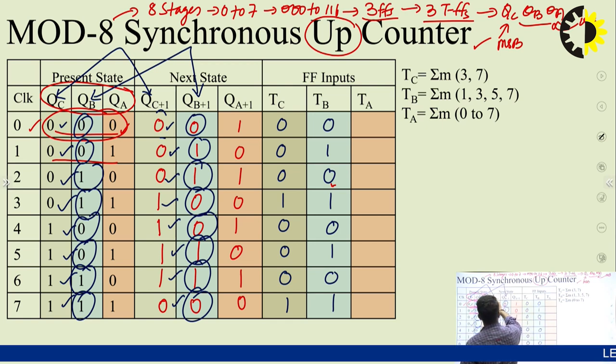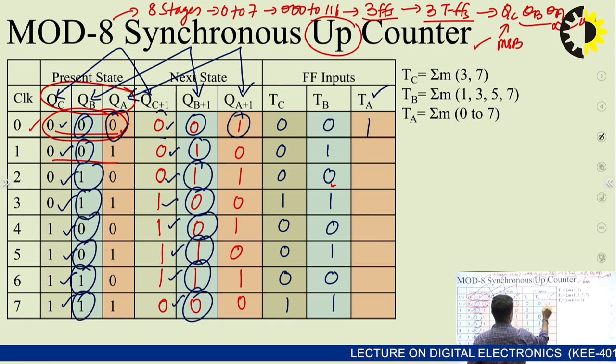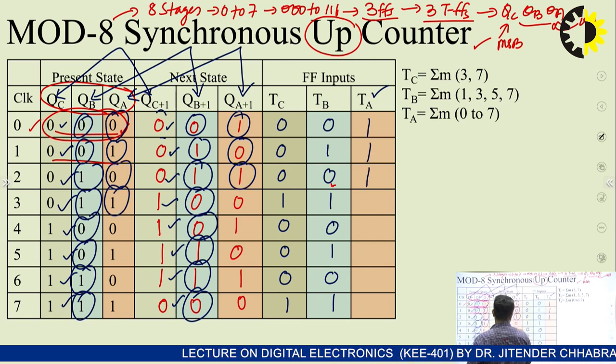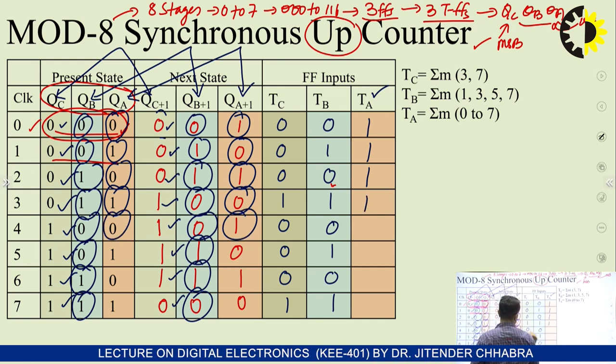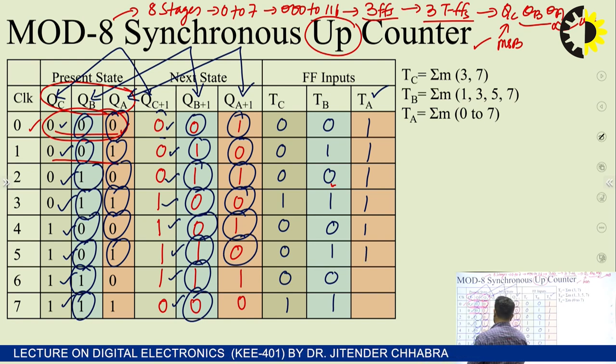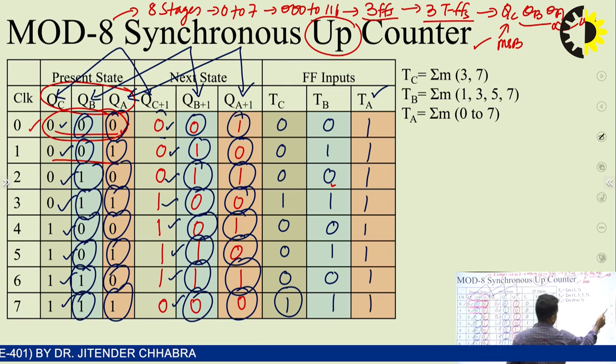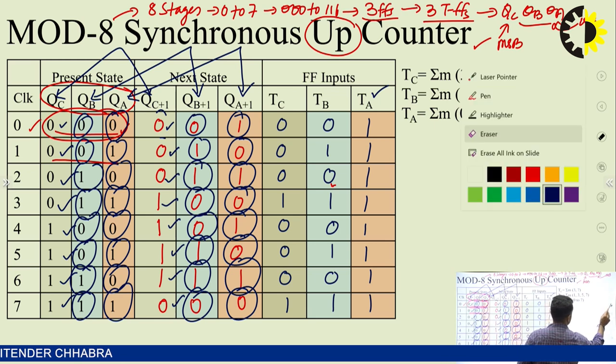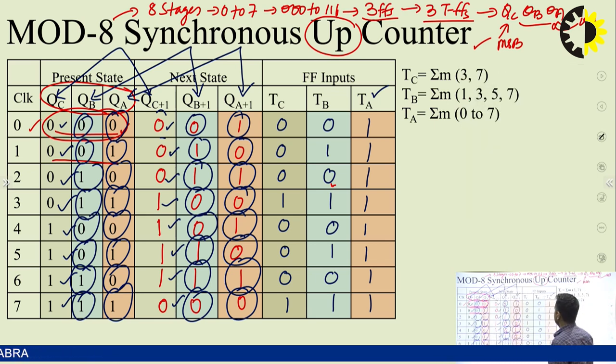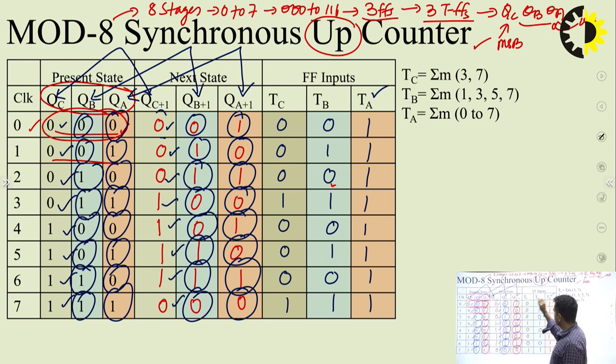Similarly for this, QA and QA plus 1, using these two columns I can write TA. You can check here, 0 and 1, toggle, 1. 1, 0, toggle. 0, 1, toggle. 1, 0, toggle. 0, 1, toggle. 1, 0, again toggle. 0, 1, toggle. Sorry, 1, 0, toggle. This 0 I have placed mistakenly. So here we can check that these are the three columns for flip-flop inputs: TC, TB and TA.